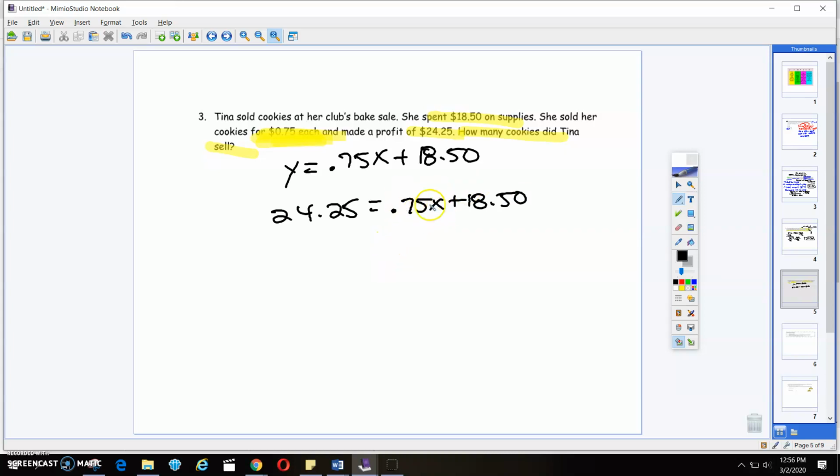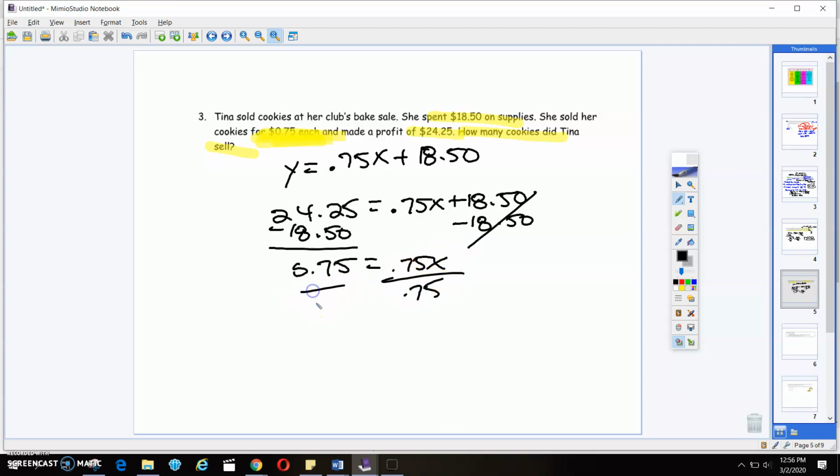So, if I'm trying to figure out x, which is how many cookies she sold, I'm going to subtract 18.50 from both sides. And then I'm going to get 5.75 equals 0.75x. I'm going to divide by 0.75 on both sides. And then y'all are telling me that I'm going to get 7.6 repeating.